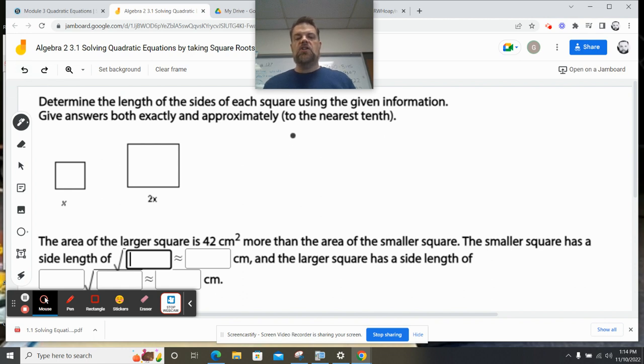So the area of the larger square. What's the area of this square? Well, it's x times x, or x squared, right? And we'll call that A sub s. What's the area of the larger square? We're going to call that A sub l. Well, it's 2x times 2x, which is 4x squared.